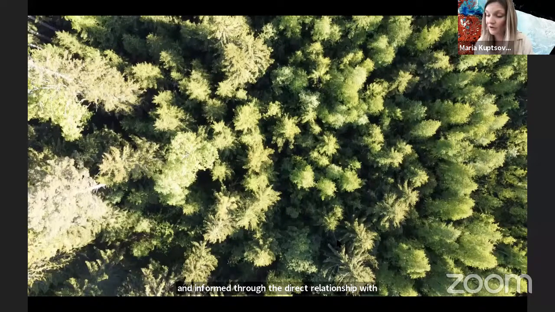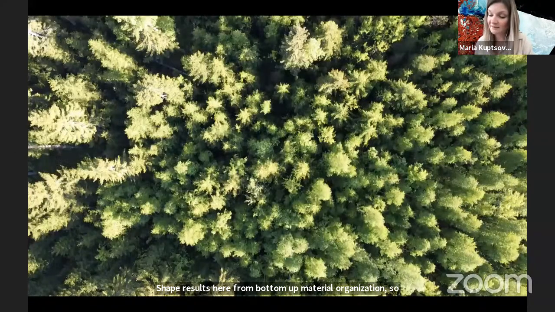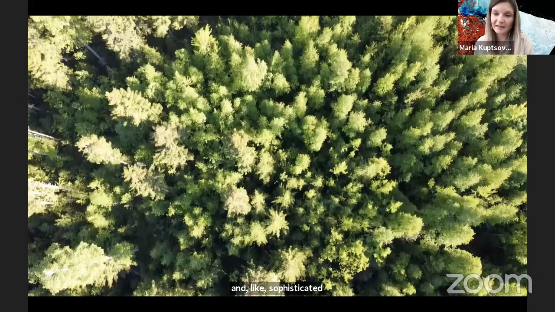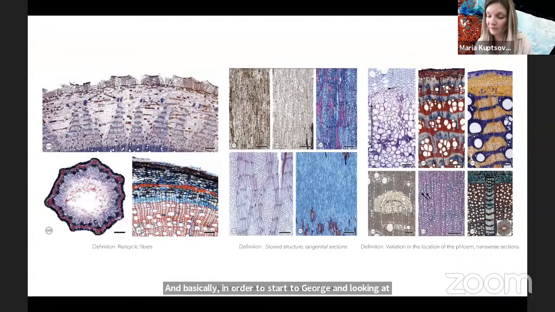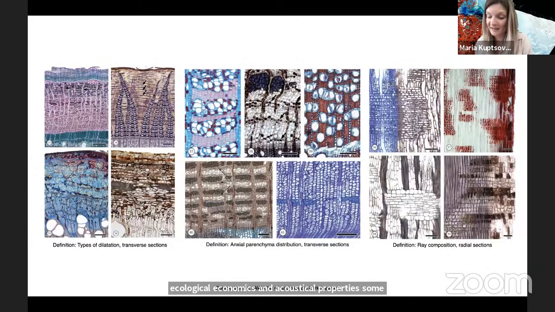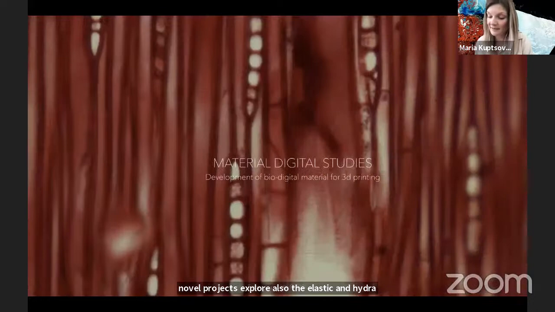Shape results here from bottom-up material organization, sophisticated property gradation, functionally hierarchized in a single material system. In order to start my research, I'm looking into wood, and wood is widely used in architectural construction for its mechanical, ecological, economical, and acoustical properties. Some novel projects also explore the elastic and hydrophilic properties of wood. But these heterogeneous material properties are usually considered negative for the materials used in architecture.